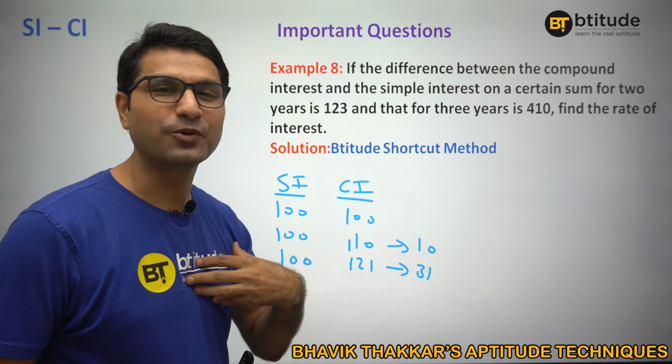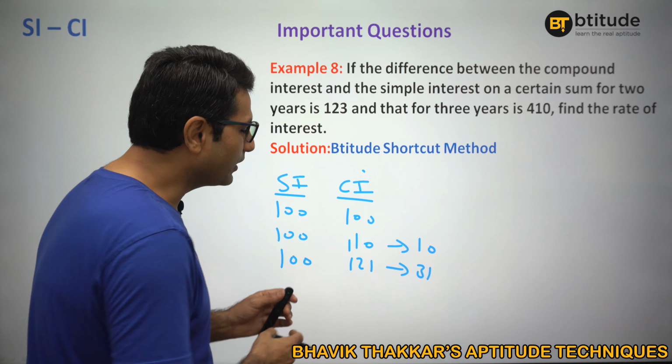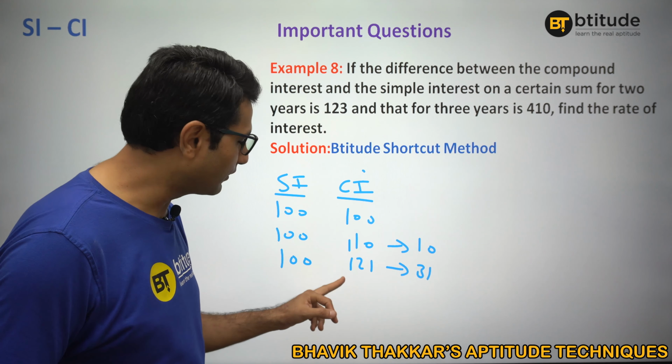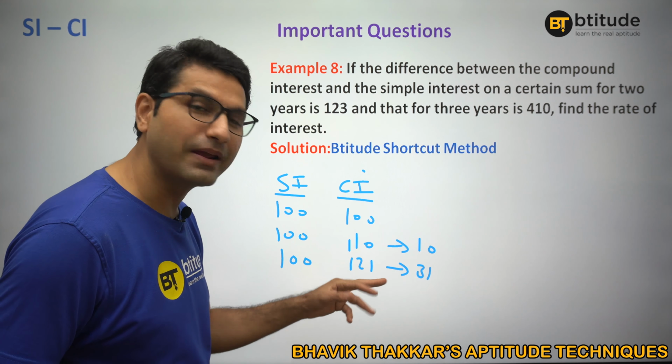Can I figure it out? Of course you can. How? Look, if you really understand the difference here, it is very natural, because you know it is increasing by 10 here, right? So it was natural to increase by 10 anyway. 120 made sense. That extra 1 rupee is your interest on interest.